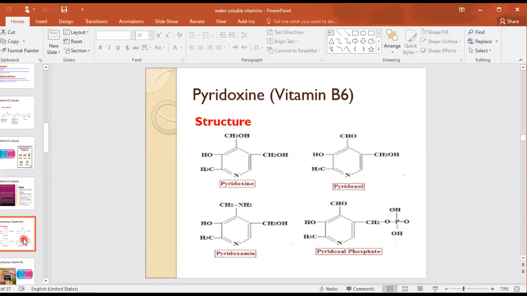Another vitamin which is pyridoxine or vitamin B6. This vitamin has 4 different forms: pyridoxine, pyridoxal, okay, pyridoxamine, and pyridoxal phosphate. So we have the pyridoxine, the pyridoxal, the pyridoxamine amino group, and the pyridoxal phosphate. 4 forms of this vitamin. The active form is the pyridoxal phosphate because this form acts as a cofactor or coenzyme.